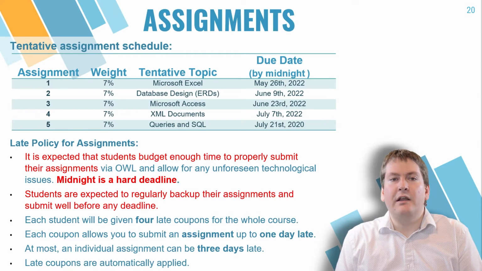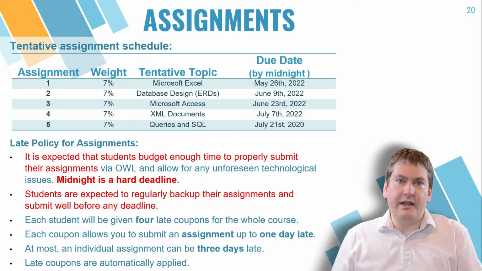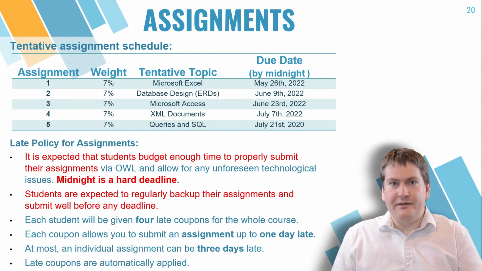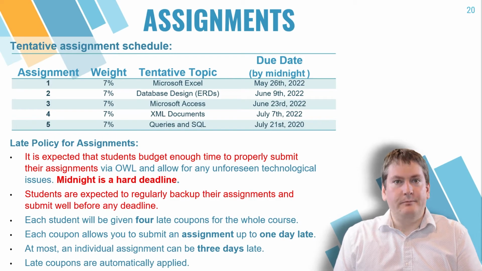Late coupons will be applied automatically by the teaching assistant marking your assignment, so you don't have to do anything about them, but you should keep an eye on how many you have left, and that should be recorded in the OWL gradebook. One other note is on one assignment, you can't use more than 3 coupons. So an assignment can't be more than 3 days late, or you get 0.